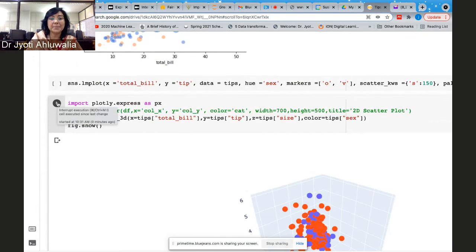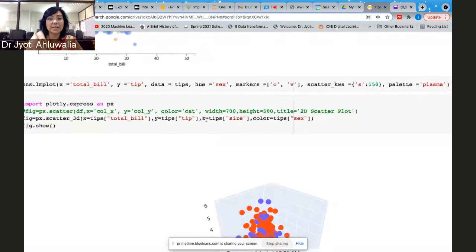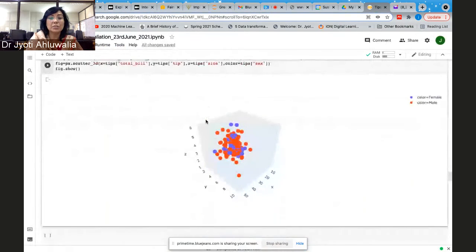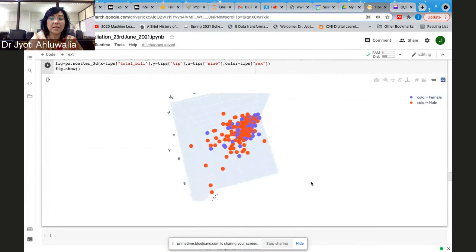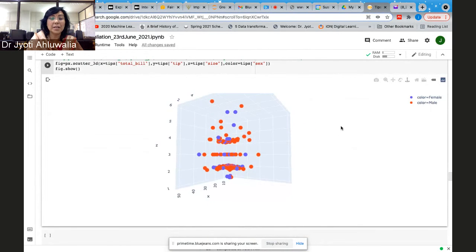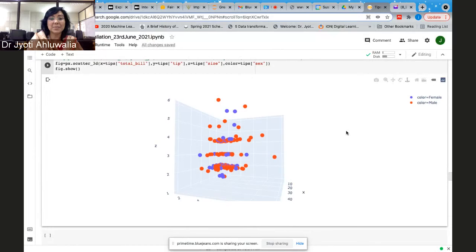Now, Plotly is a private company that provides us Python code for looking at graphs. And if we see here, it's a very interesting graph, a 3D graph. We can maneuver this 3D plot. So we have the total bill amount on the x-axis, the total tip amount on the y-axis, and the size of the group as my z-axis.